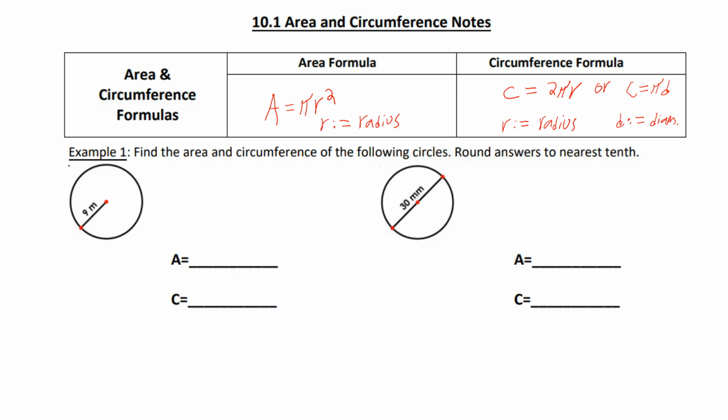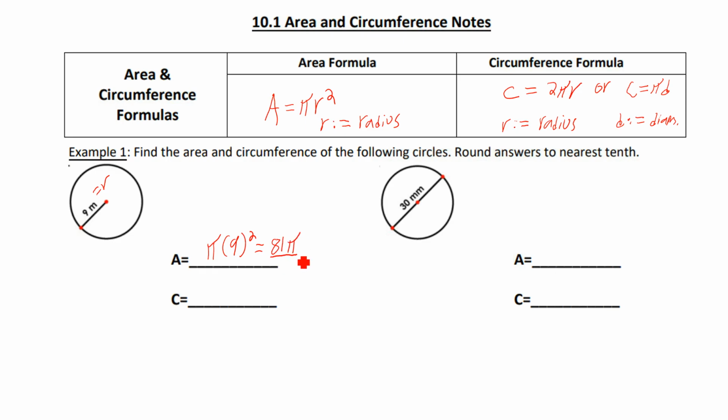Okay, and that's really it. Those are the only two formulas we need to do today's material. So example 1 says find the area and circumference of the following circles. Round your answer to the nearest tenth. So okay, area is pi r squared. This 9 right here is our r. So pi times 9 squared, which goes to 81 pi.